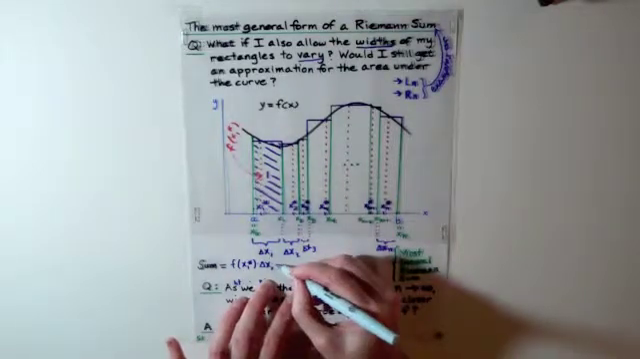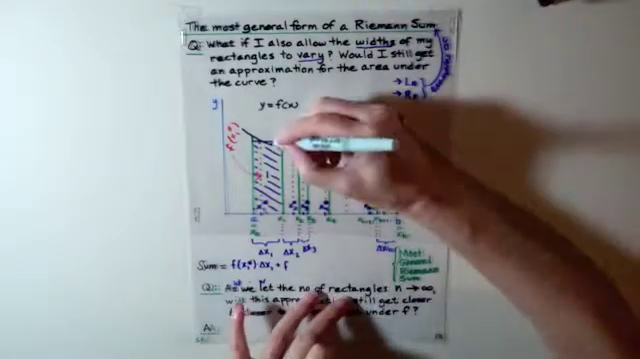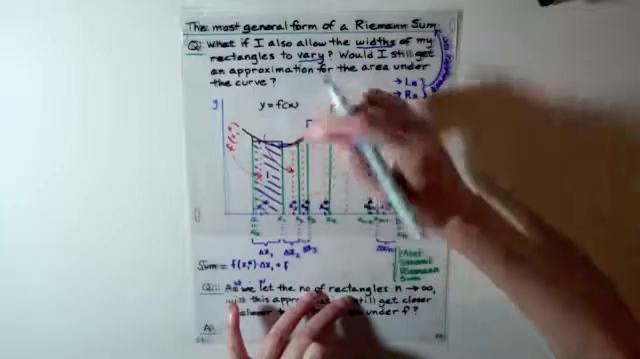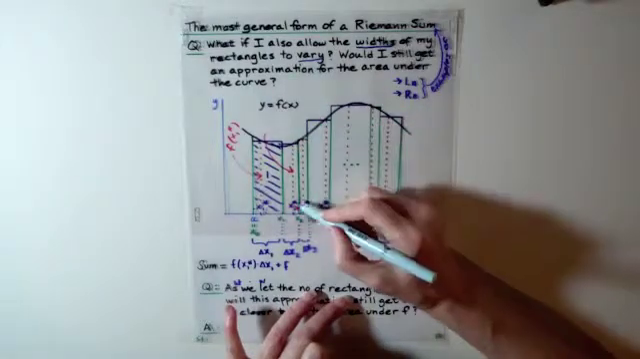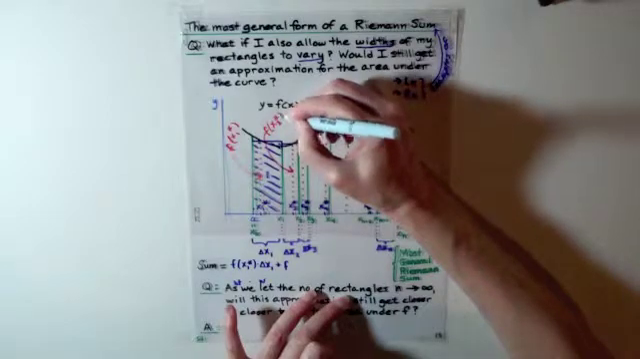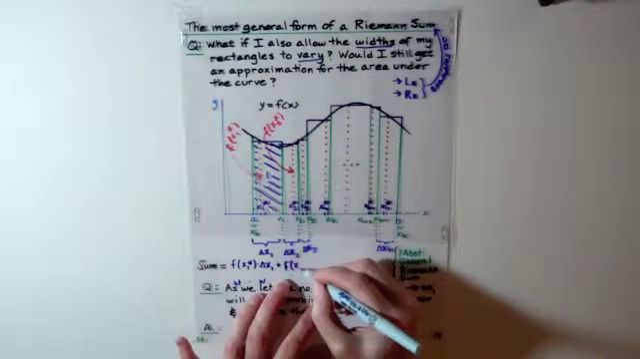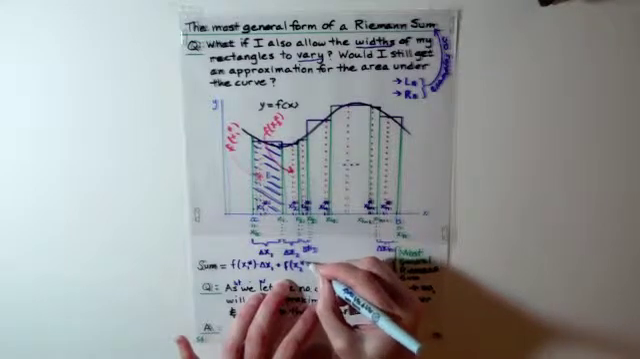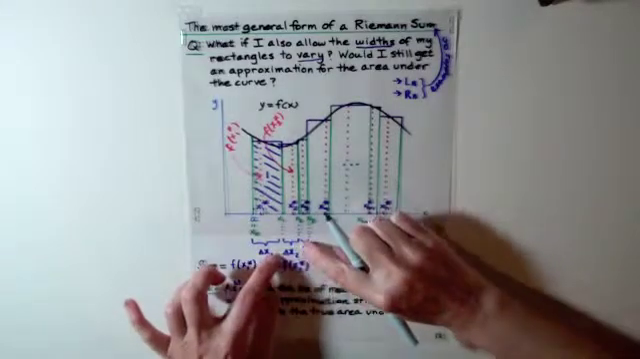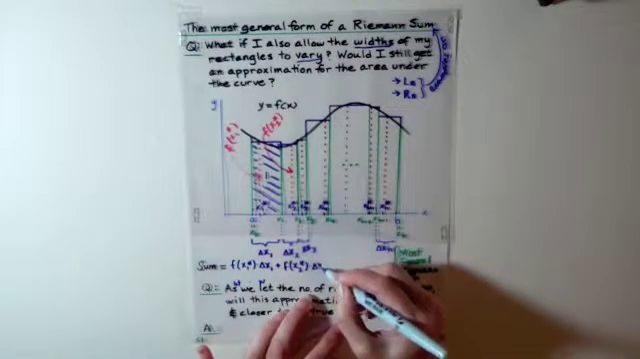And we keep doing this. Let's go ahead and go to the second rectangle. If I want to figure out its height, well, I'm evaluating the height at x2 star, so it would be f of x2 star. And so the height of the second rectangle is f evaluated at x2 star, and its width is a different width. It is a width of delta x2.